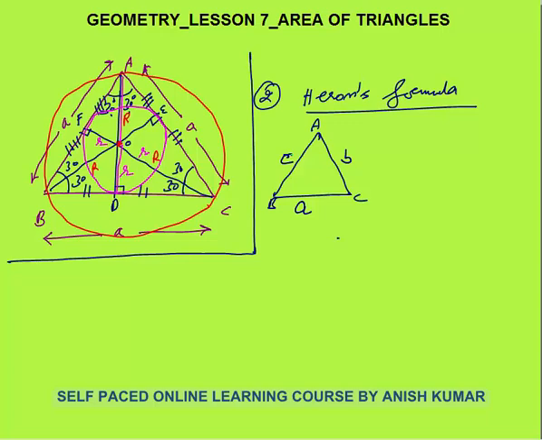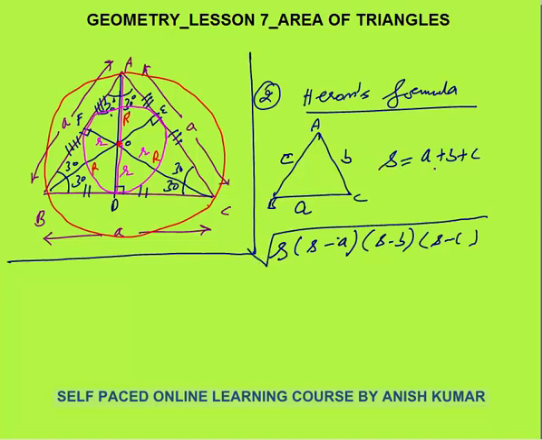The next formula to calculate the area is Heron's formula, which says that if a, b, c are the lengths of the sides of a triangle, then the area can be given as the square root of S into S minus a into S minus b into S minus c, where S is the semi-perimeter, that is a plus b plus c by 2. In our equilateral triangle, the semi-perimeter will be A plus A plus A by 2, as all three sides are of the same length. So the semi-perimeter will be 3A by 2.